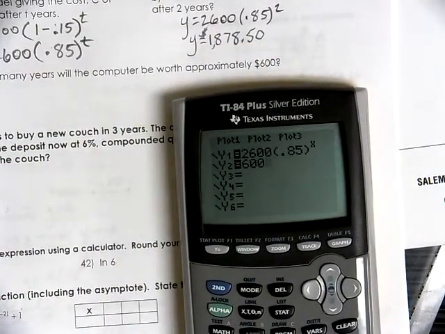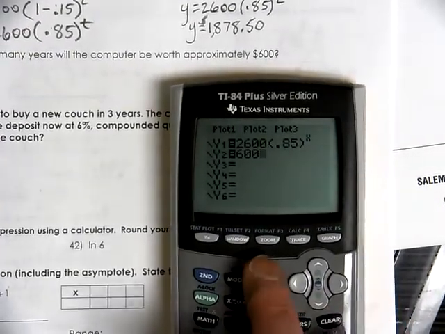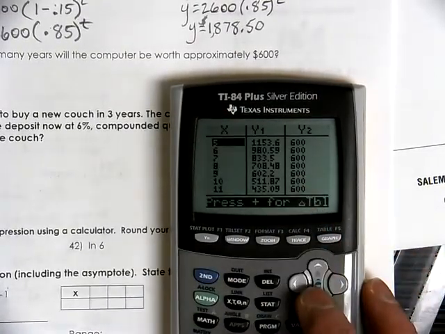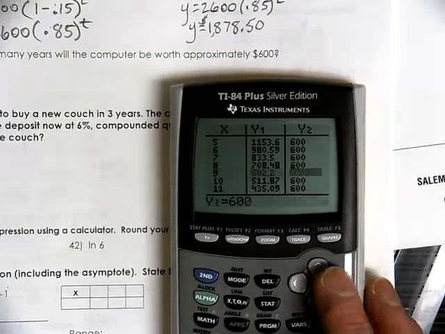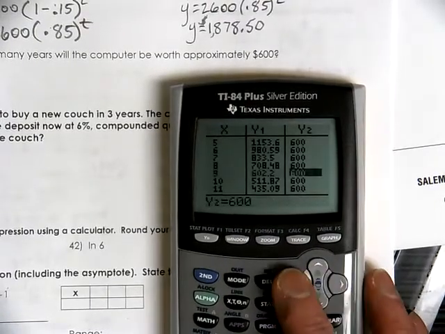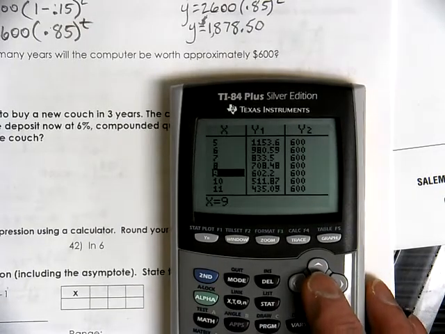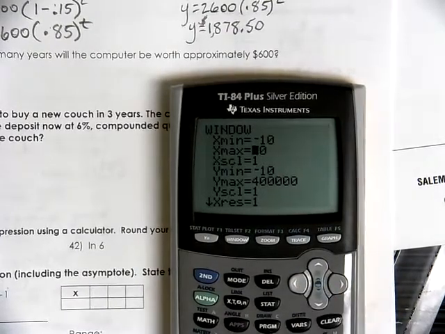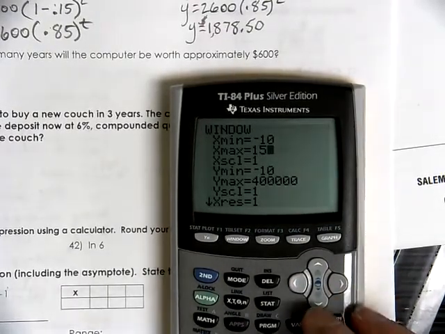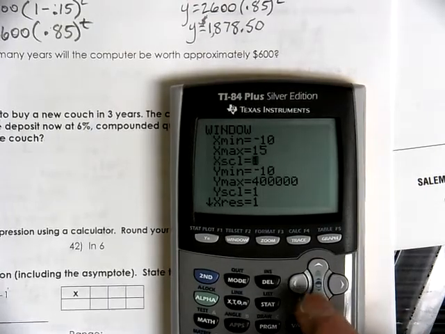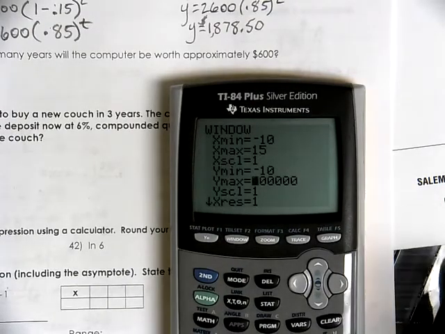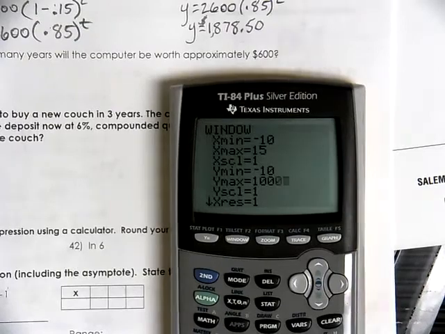So it's decreasing in price. When will it be $600? So I'm going to look at our table and see when are we going to get close to 600, and that's around 9 years, a little bit less than 9 years. We'll be up at 600. So I'm going to make my x maximum a little bit more so we can be sure to get that full view of the 9. And I don't need to go up to 400,000. I only need to go up more than 600. So let's say 1,000.